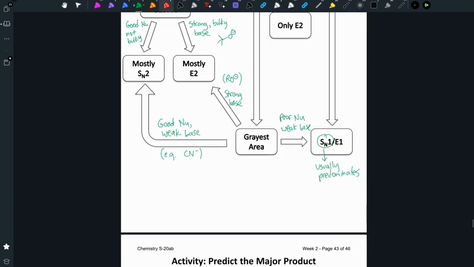There's one thing that's not in the chart here. And that's the case we talked about where E1 would predominate. And that would be if we have an alcohol, a secondary or tertiary alcohol with H2SO4, and that's going to do an E1 reaction to make an alkene. So for example, if I have this alcohol, we saw you do H2SO4 and you get an alkene.